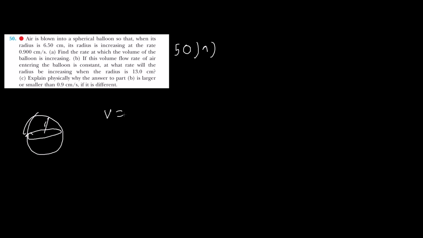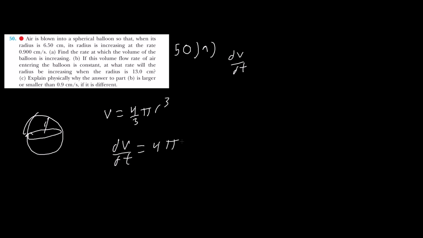The volume of that balloon is going to be 4/3 pi r cubed. So find the rate at which the volume of the balloon is increasing. That's another way of saying find the rate at which the volume is changing over time. In other words, folks, this is basically the formula. All we have to do is take the derivative on both sides with respect to the variables, if you remember your derivative rules. If you don't, you're going to have to brush up on that.